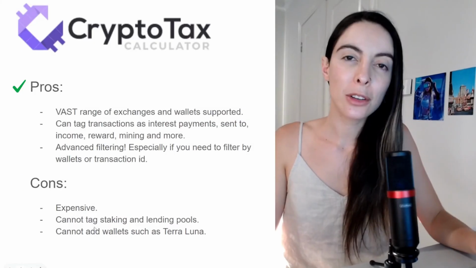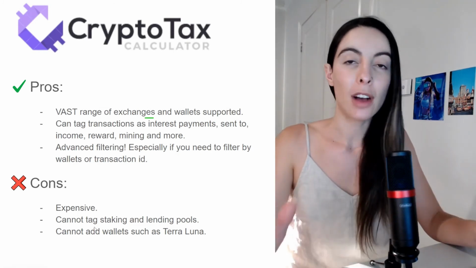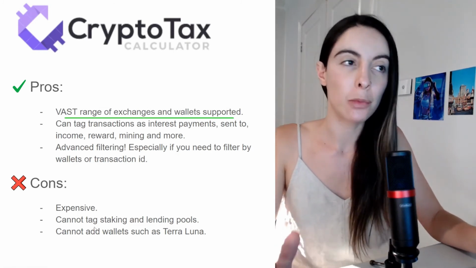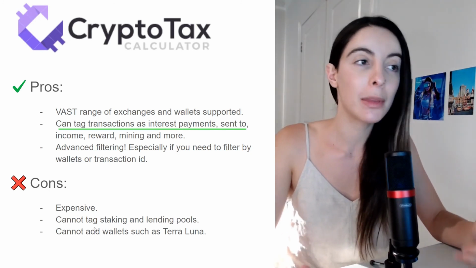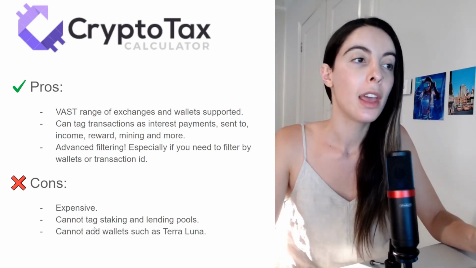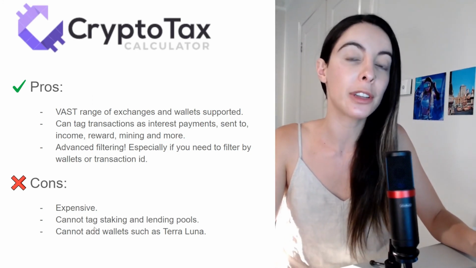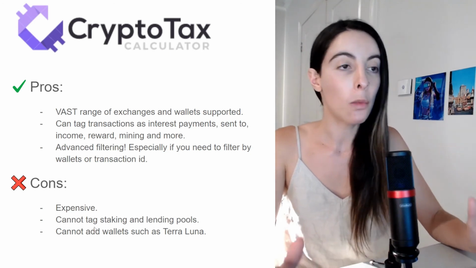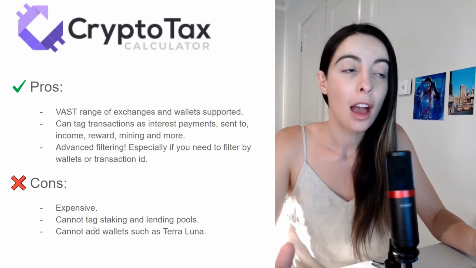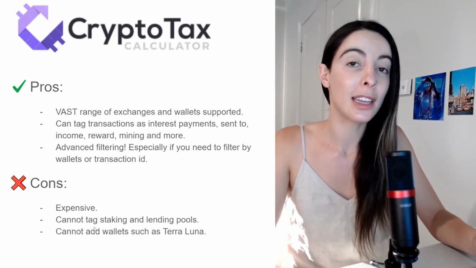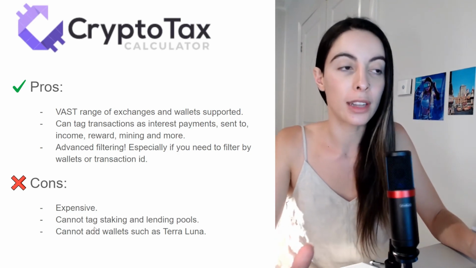Okay, so pros and cons for Crypto Tax Calculator, starting with the pros. So firstly, vast range of supported exchanges and wallets. Secondly, you can tag your transactions as interest payment or income or reward or whatever. It has advanced filtering. Now, this is one of the special things about Crypto Tax Calculator. If you need to track a wallet, or if you need to find a transaction via a transaction ID, you can do that through Crypto Tax Calculator. And that is really great if you need to target certain transactions.